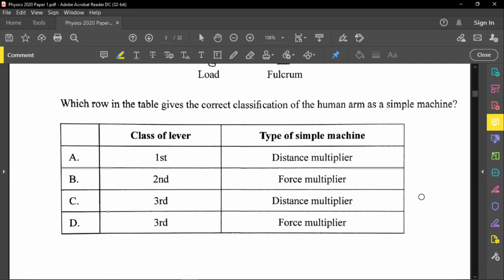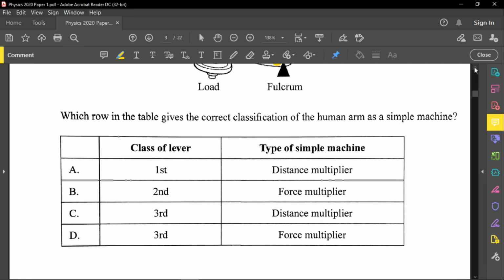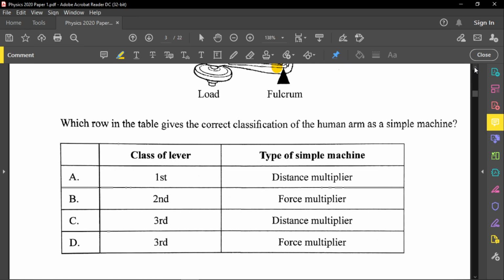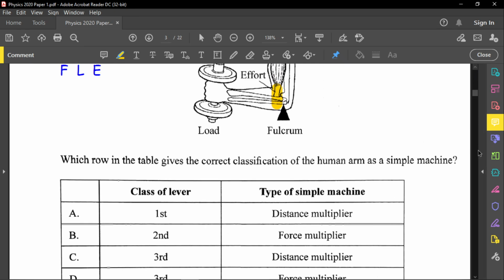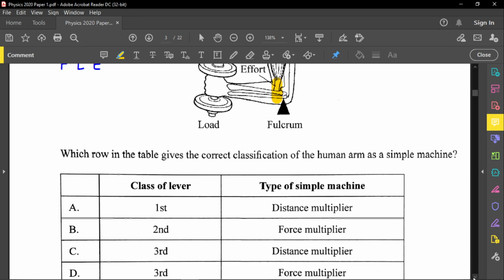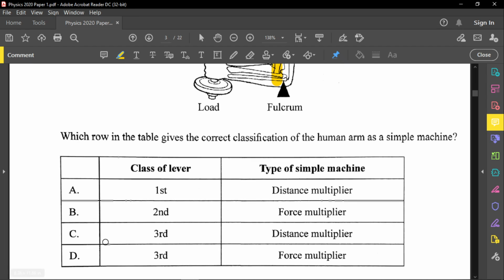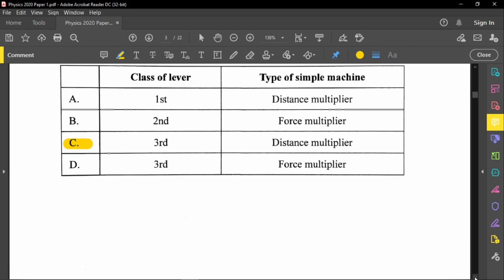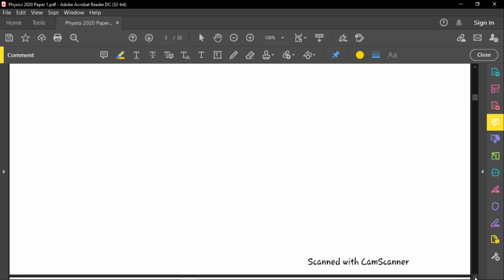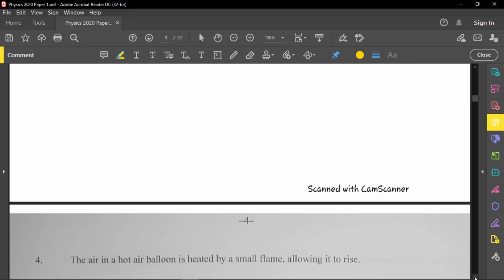And something I need to point out again is that first class and second class levers are force multipliers, but third class levers are distance multipliers, distance or speed, as a matter of fact. And so our option here will be C. It's a distance multiplier and also a third class lever, simply because the effort is in the middle. Okay, so you can remember FLEE and you'll be good. All right, let's go to our next question, question number 4.